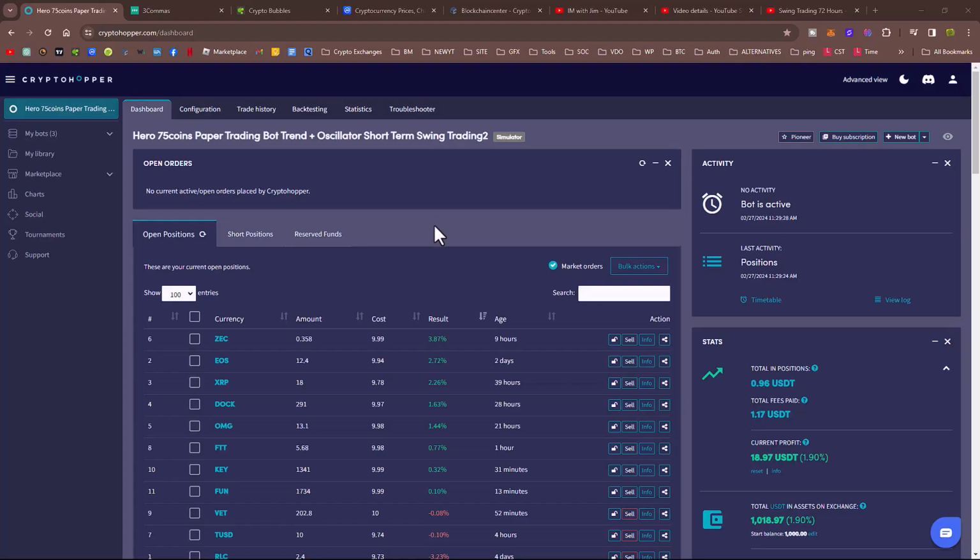Jim here again. Let's find and test a strategy in Cryptohopper. We'll do some backtesting, shall we? And see if that strategy would work well over the last 1 month or so, okay? So here I am inside of my paper trading bot, which is fake money bot.